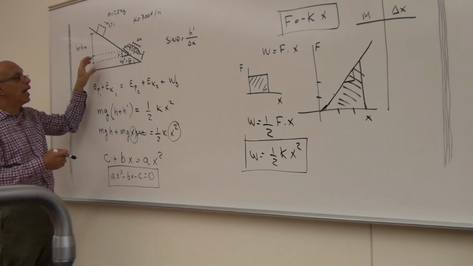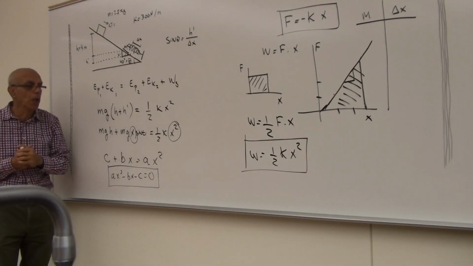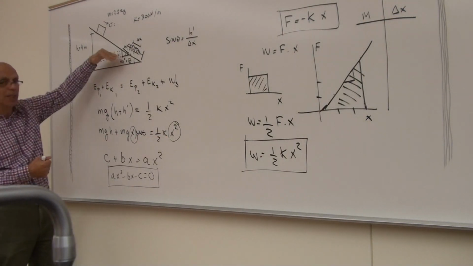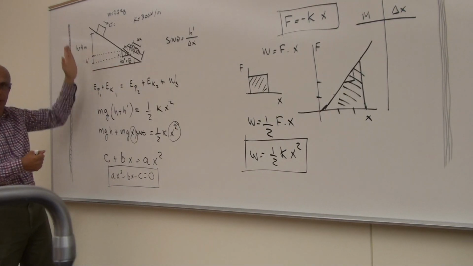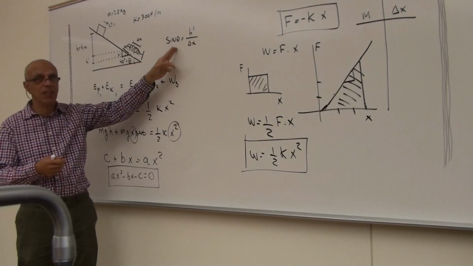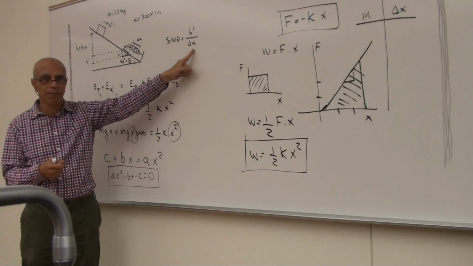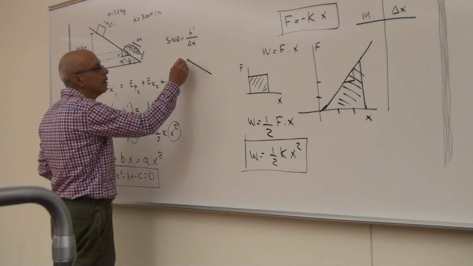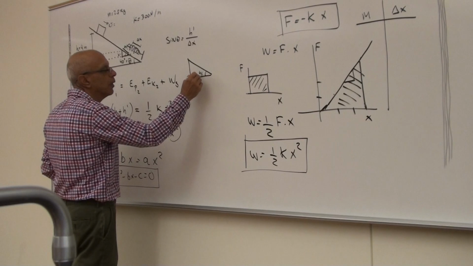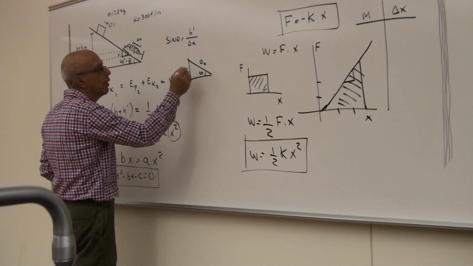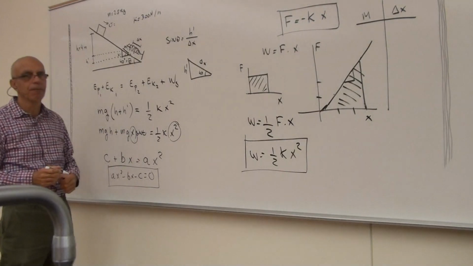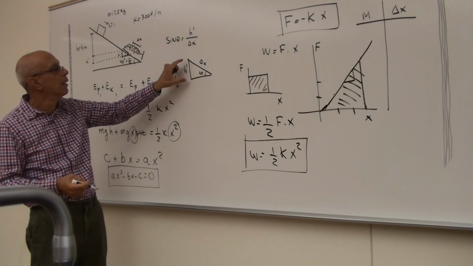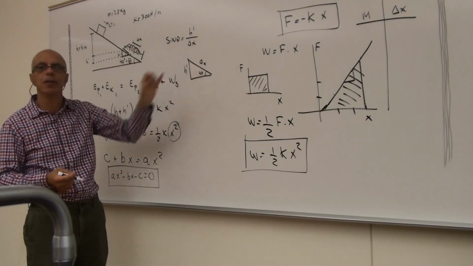So H prime is related to this, right? But X is on an incline, and H prime is vertical, so you need to use the sine to convert that. It's like a triangle that I have like this: this is the angle, 40 degrees, this is my delta X, and this is my H prime. So sine is H over X, H divided by the displacement.